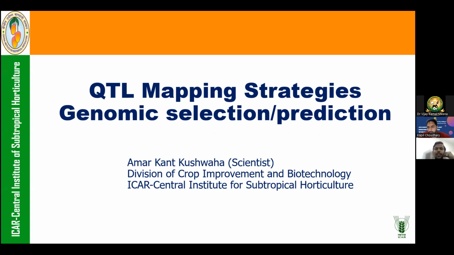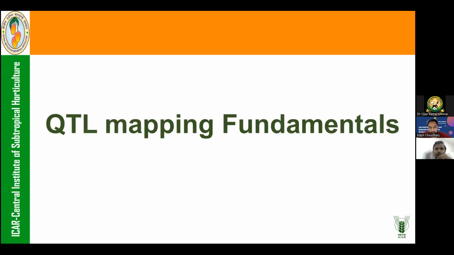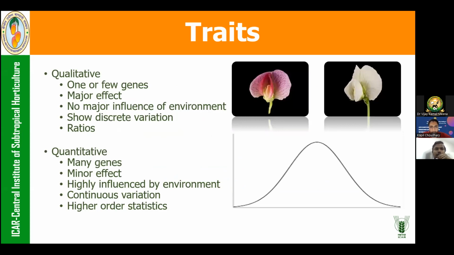So before going directly into how it is done, let's delve into the basics of QTL mapping. As we all know about the traits, there are qualitative traits and quantitative traits, and these two are defined based on their features. Qualitative traits are governed by one or few genes. They have a major contrasting effect on the features, and there is no major influence of the environment on the external appearance, meaning phenotype. They show discrete variation, and they are studied based on ratios. And these are the most fundamental before we go further.